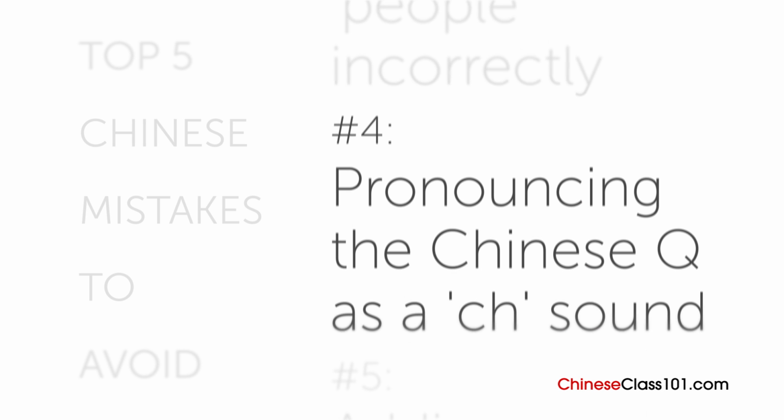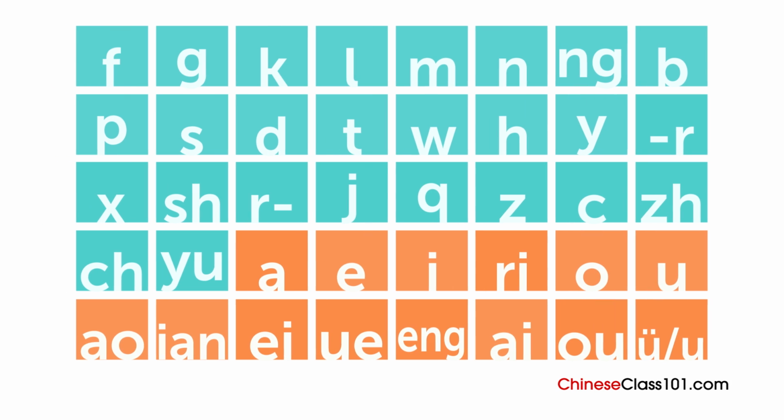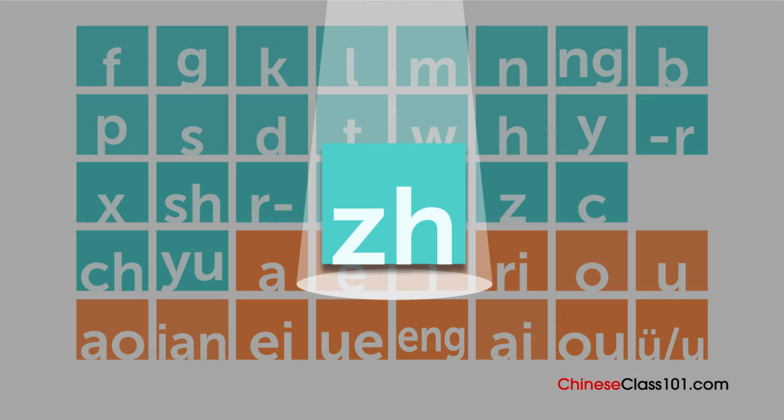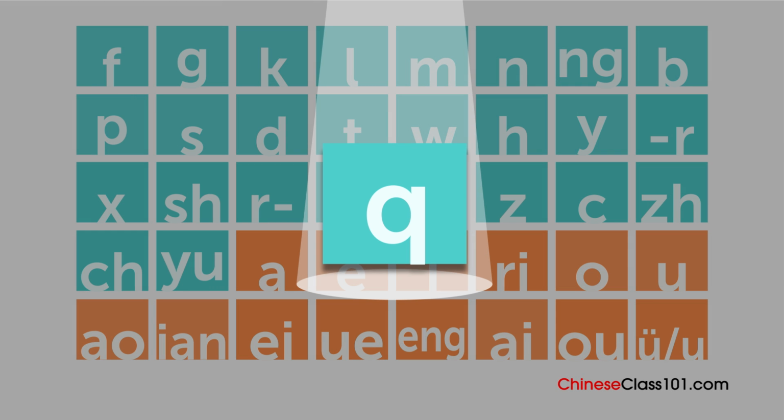Number 4. Pronouncing the Chinese Q as a "ch" sound. This is one of the biggest mistakes for students of Chinese. There are many ch-like sounds in Chinese, all of which are distinct. The challenge for English speakers is to first perceive the difference and then to recreate it.